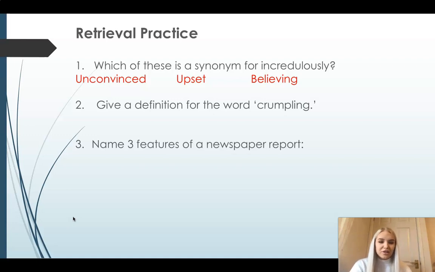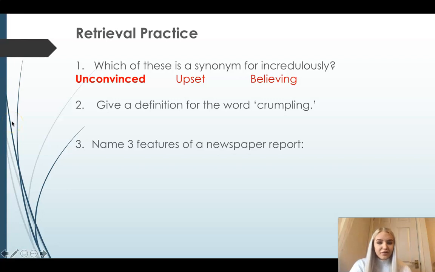Okay, so number 1, which of these is a synonym for incredulously? Well, is it unconvinced, upset, or believing? Well, the answer is unconvinced. If you're incredulous, you don't believe something. So the antonym for incredulously would be believing.